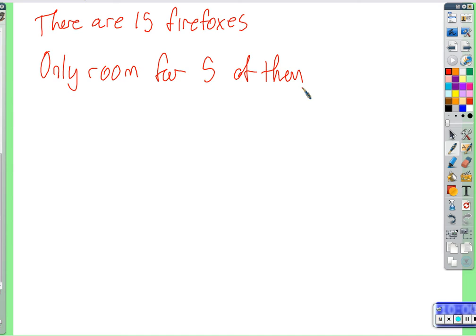Okay, so we want to just pick five of them. So let's start with 15 factorial. Let's talk about each piece of it. What would 15 factorial count? 15 times 14 times 13. But in the context of the problem, what would it be counting?